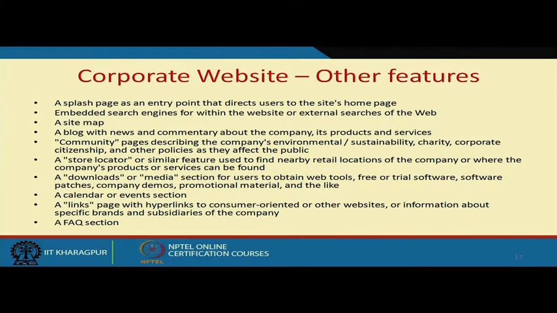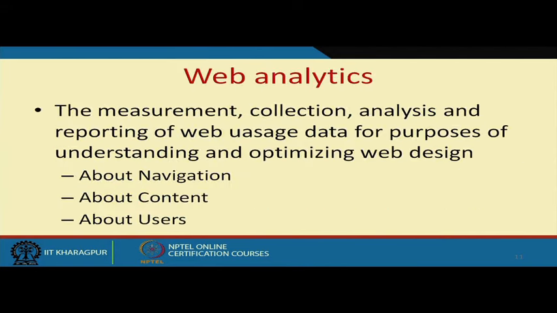Then many times the companies also provide certain download options for downloading the media related to the company, related to their product and so on. And they can also have a calendar and events section for what happens within the company. Then they can also link to pages of other consumer related websites, so that the consumers can conveniently move from their website to another website of their choice. Then many websites also have a frequently asked questions section.